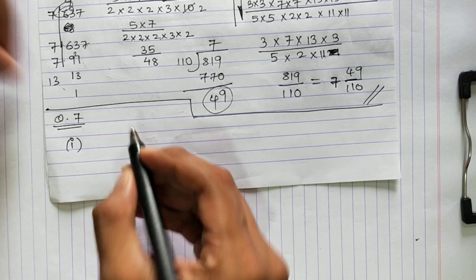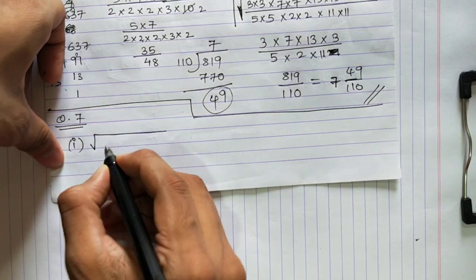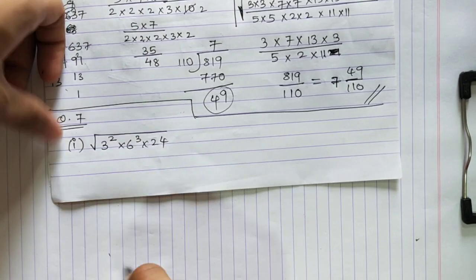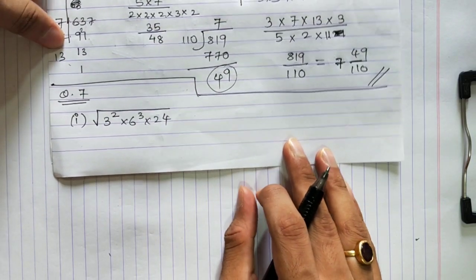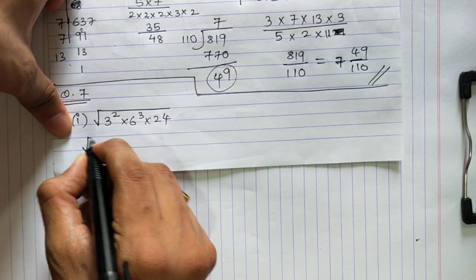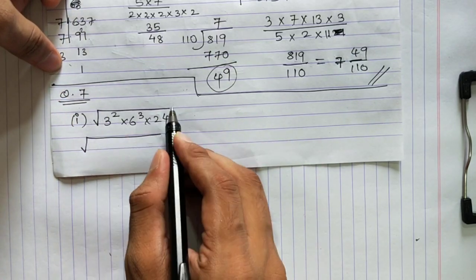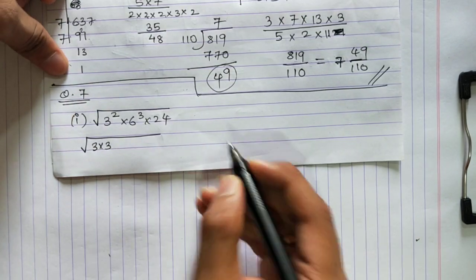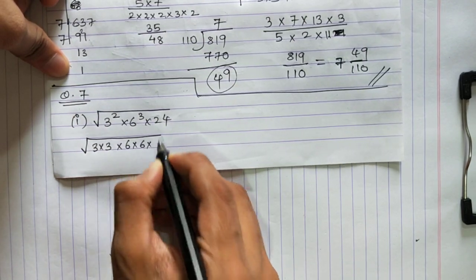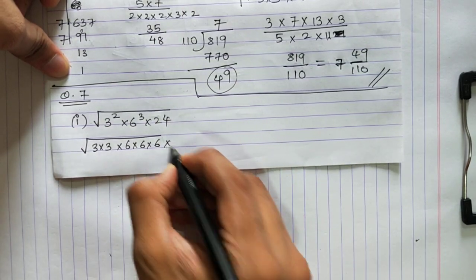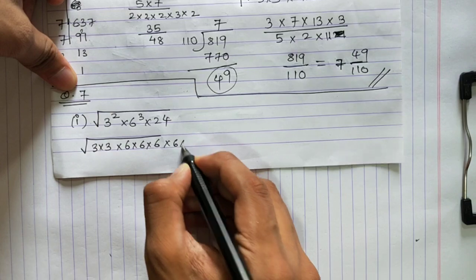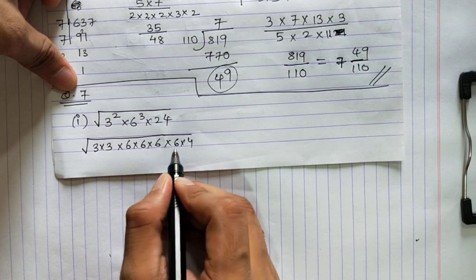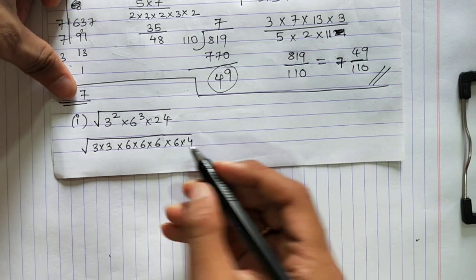First sum is, in the square root sign, we have 3 square, 6 cube, and 24. Okay, let's open this up to make pairs. See, we have to make pairs. Whenever you have to find square root means you have to make pairs. So this 3 square is already 3 into 3. Correct. 6 cube is 6 into 6 into 6. And 24 can be written as 6 into 4. Correct. I'm purposely writing 6 into 4 because this 6 will make a pair. Okay, so 6 into 4.